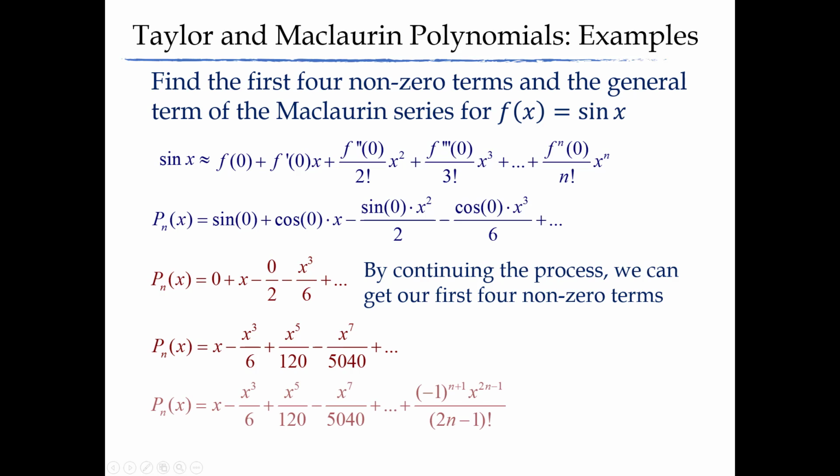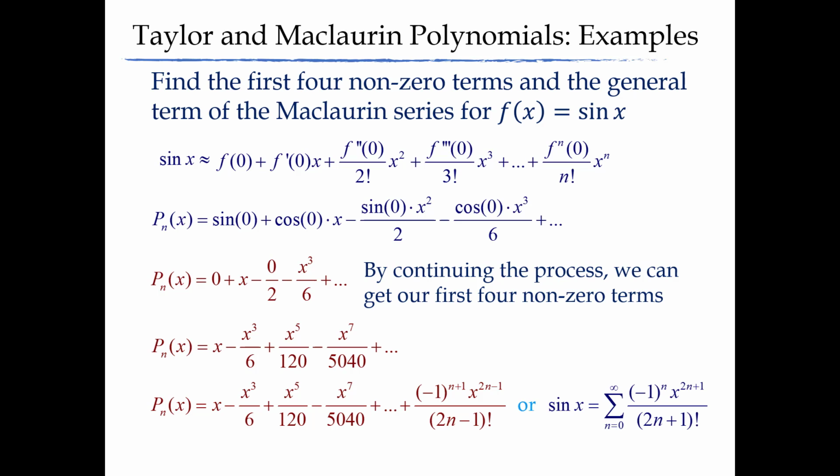That being said, we could generalize this, and what we see is this polynomial is alternating. So we're going to turn it into an alternating polynomial: negative 1 to the n plus 1 power times, and all the exponents are odd. So our formula to make an odd value for any n is going to be 2n minus 1. And that's also going to be our factorial for our denominator. So it becomes 2n minus 1 factorial in the denominator. And that gives us our first four terms as well as our general term.